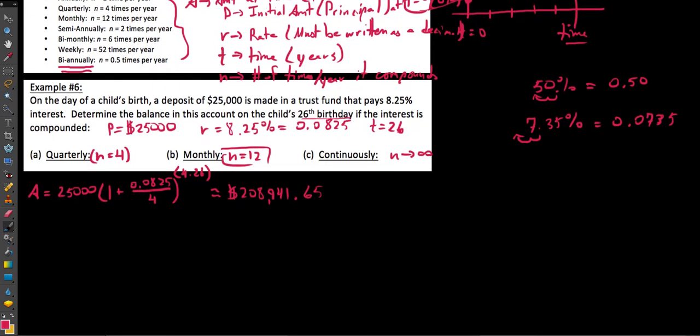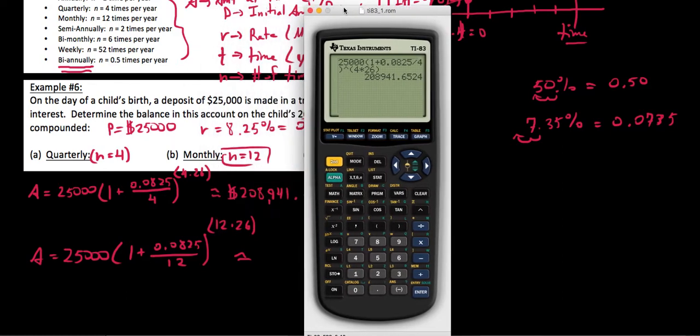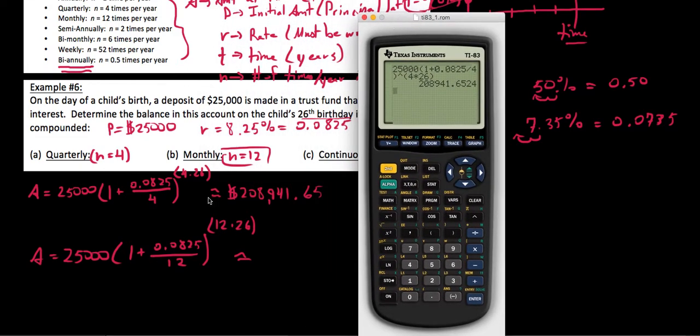That's the scenario we're going to put right underneath this, and you're going to see that a lot of these things are staying the same. We still have the same principal amount, we still have the same rate, 0.0825, but it's going to happen 12 times a year, so in our exponent we have 12 times a year for 26 years. This time, would you expect your money to be more or less? If I compound every month instead of every 4 months, do you think your money would grow faster?